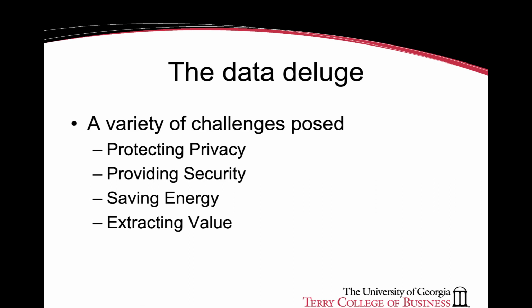The data deluge poses a variety of problems and challenges to organizations and individuals. The first is that of privacy. How do you protect the privacy of individuals and organizations? And what does it mean to protect privacy when maybe the infrastructure isn't yours, or the data necessarily isn't yours, or isn't within your organizational boundaries? How do you provide security to the individual and the organization about which the data is?